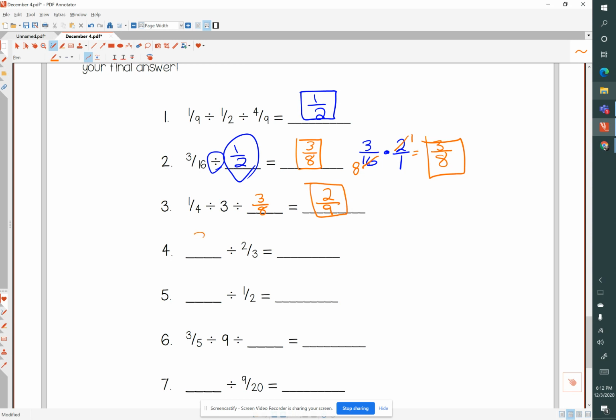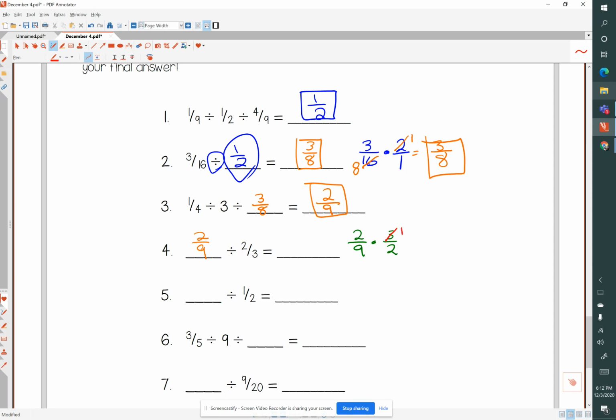It's simplified already, and I'll put that here. So I think I can do this next problem right here on the page. I'm going to get a different color, and it's 2/9. I change the division to multiplication. I flip 2/3 to 3/2, and I have quite a bit of simplifying I can do.